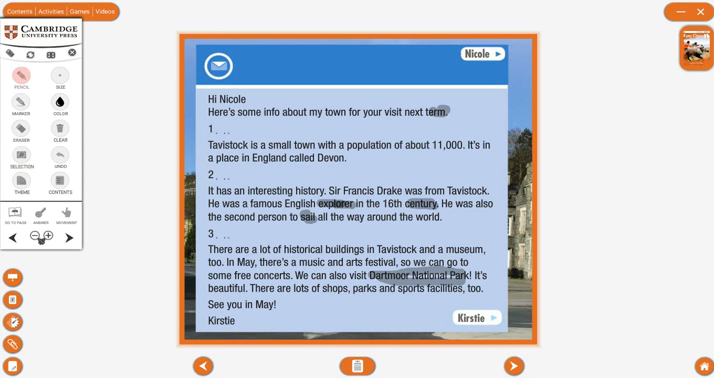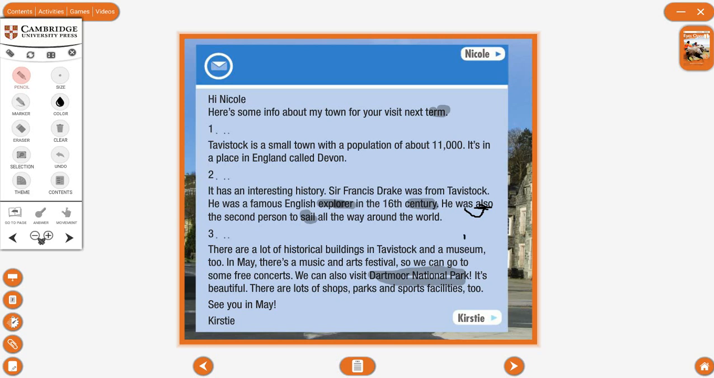Okay, here is some info about my town to visit next term. Population. Where is also and too in this text? Can you see that? Also, for example, here, he was also. We use also after was, because was is the past form of the emizar, so we use also after the was verb.